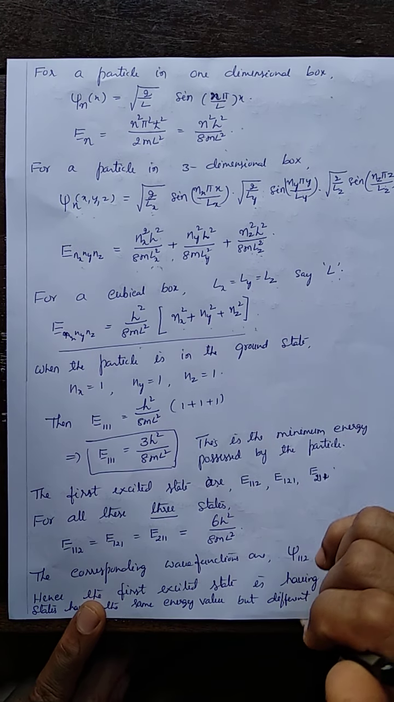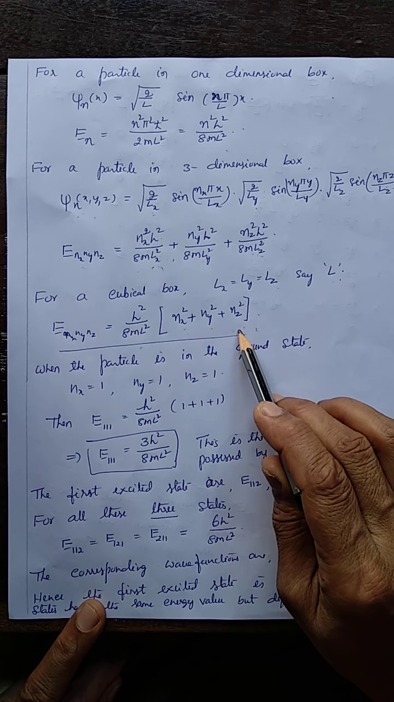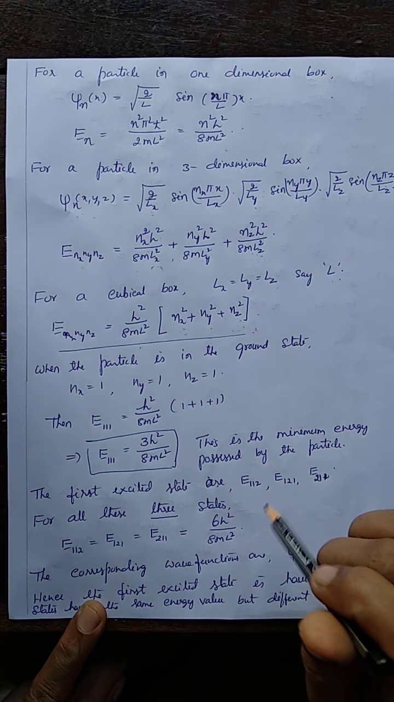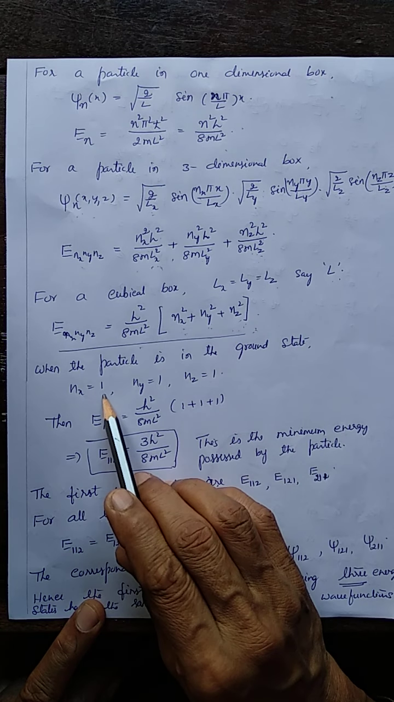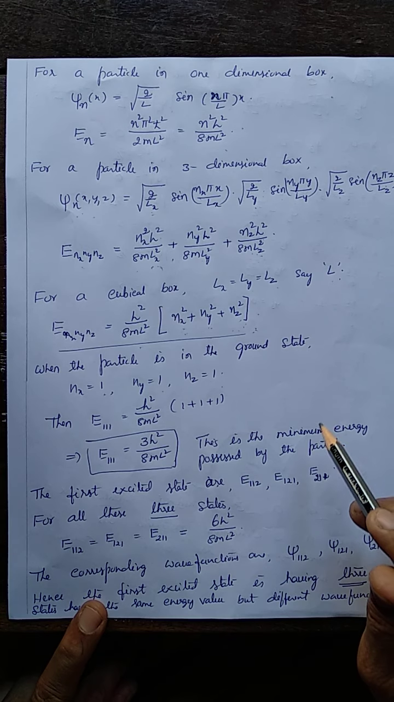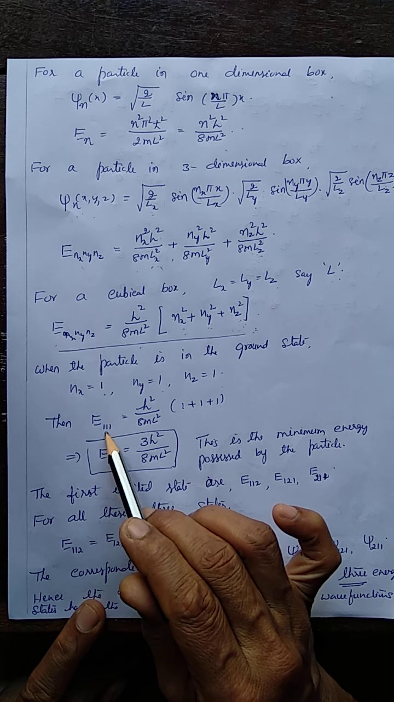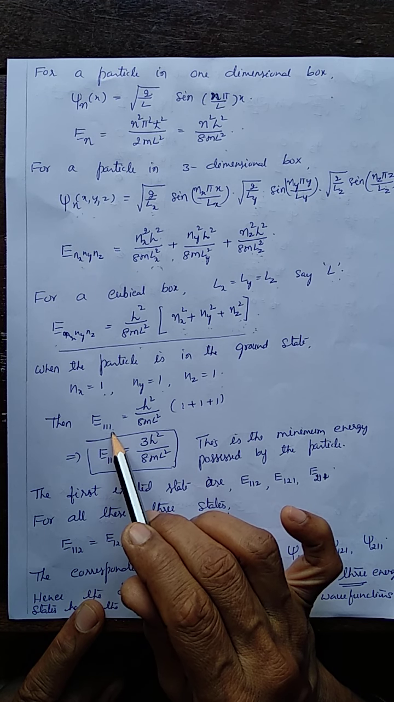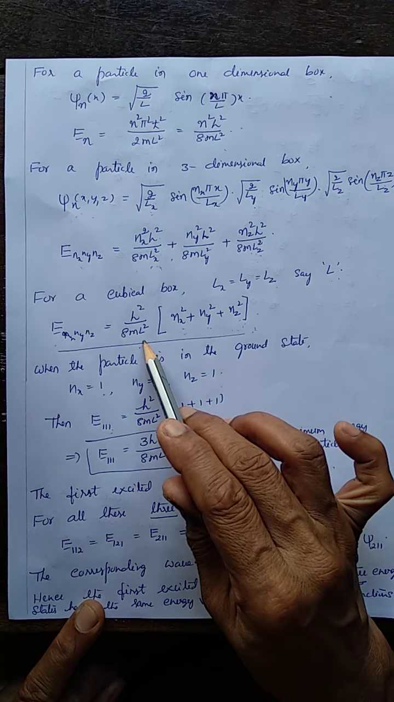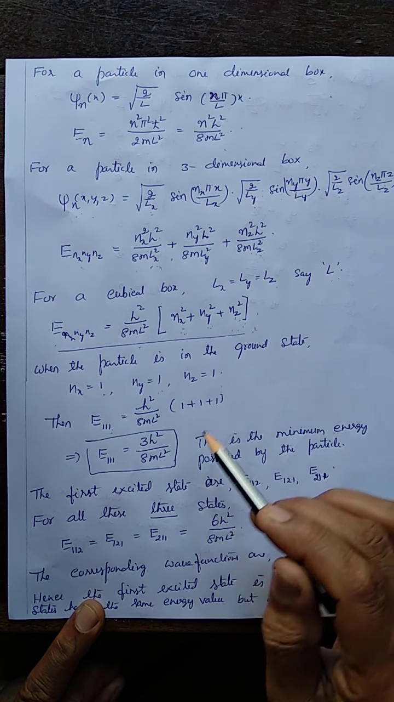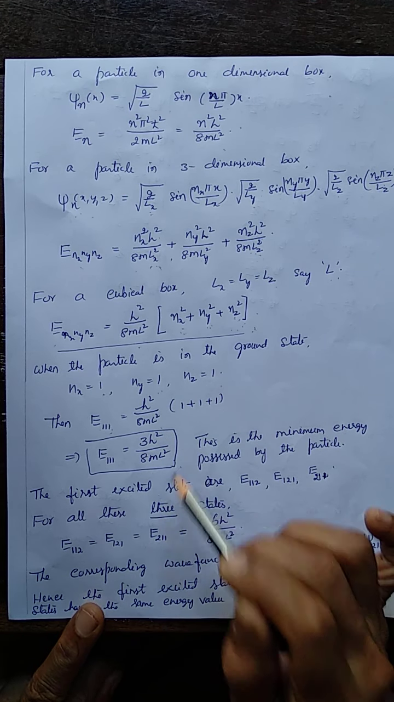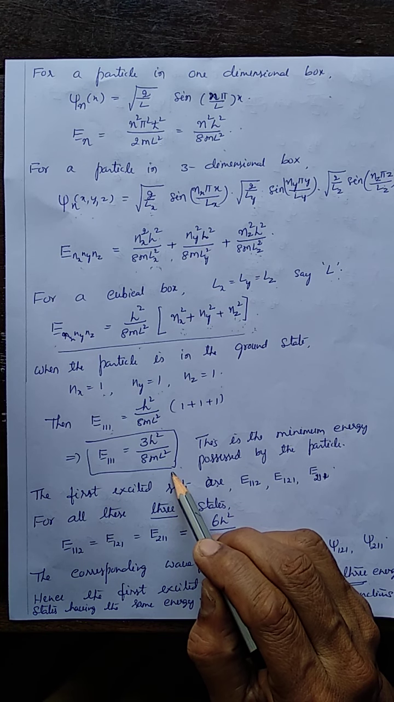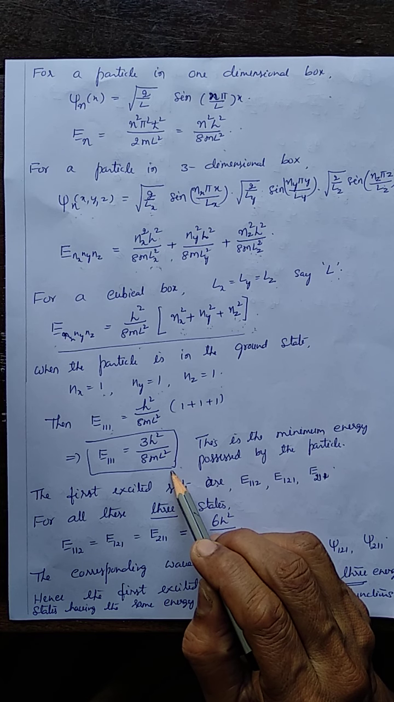Suppose the particle is in the ground state. Now all these three quantum numbers are 1 each. nx is 1, ny is 1, nz is also 1. So what is E now? E111, the energy of the particle in the ground level, is given by h square by 8mL square into 1 plus 1 plus 1. It is 3h square by 8mL square. And this is the minimum energy possessed by the particle in a three-dimensional box, in the ground state.